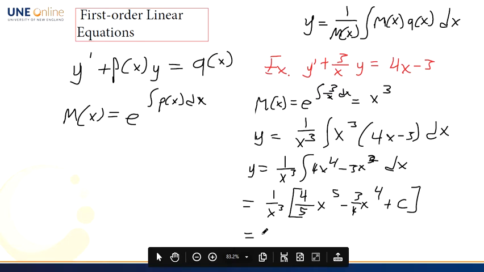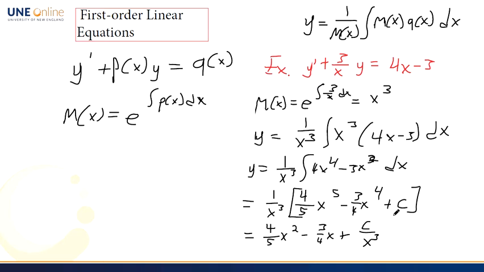And then when you distribute that 1 over x to the third, you get 4/5 x squared, subtracted by 3/4 x, plus c over x to the third. And then you can solve for c if it's an initial value problem. You can plug in a number for y, plug in a number for x, and then solve for c. Okay, so I do recommend trying that. That helped me out when I first was learning about this particular way of solving first order differential equations.